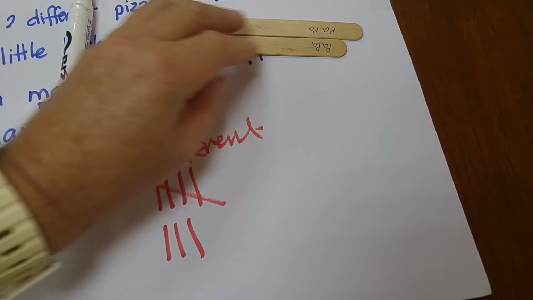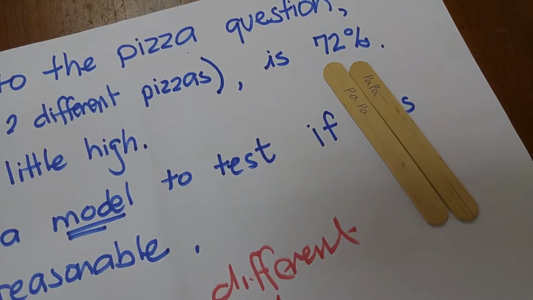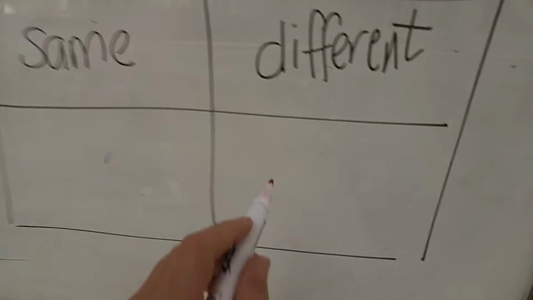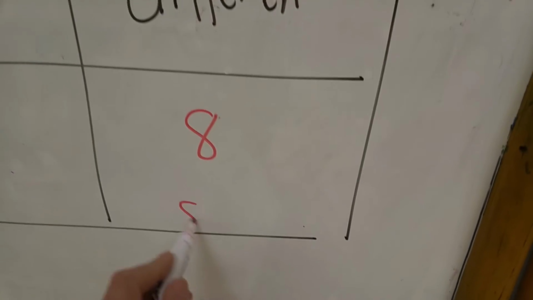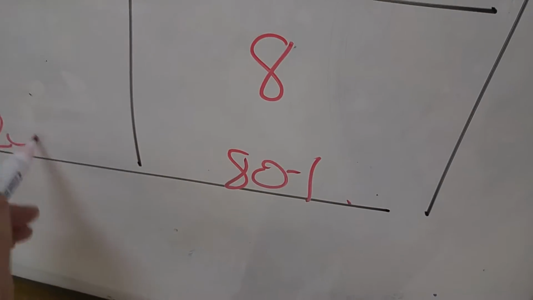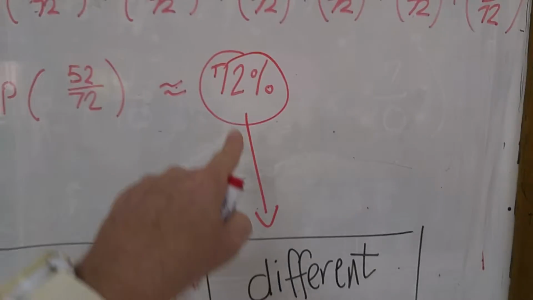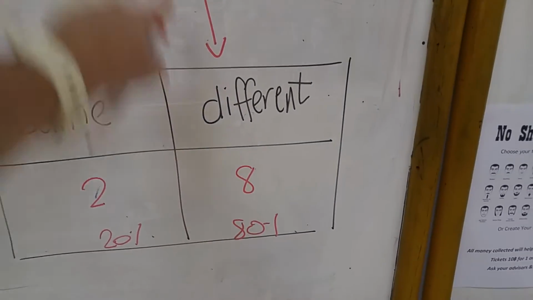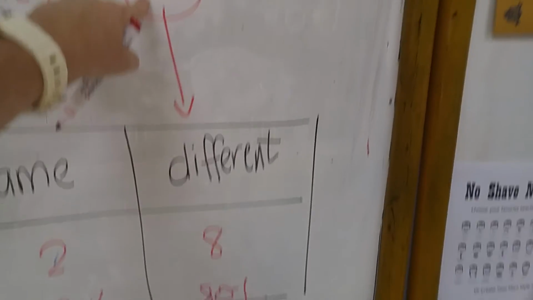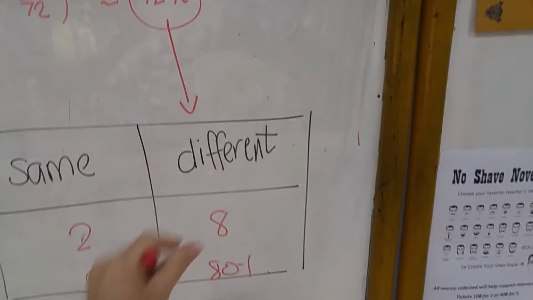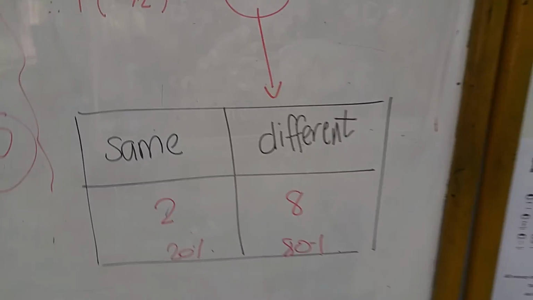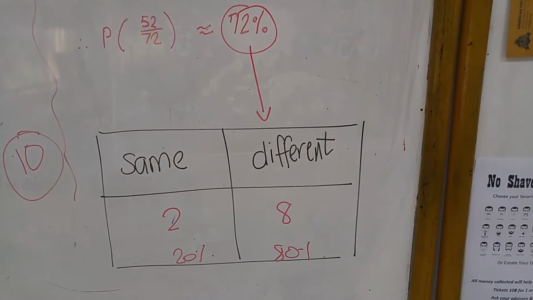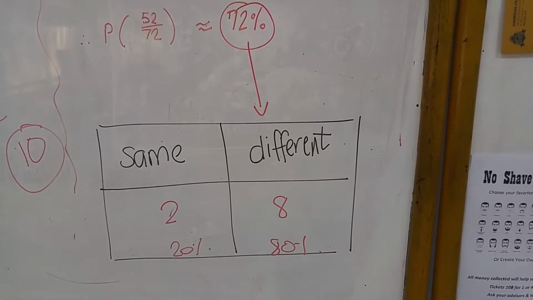And the last two, pepperoni and pepperoni. And we have 2 there. So our final total is we've got 8 different, 2 the same. And that represents about 80% and 20%. And if we look up to here, it's very similar to what the theoretical probability told us we'd be getting. So basically we can draw a conclusion that it is a reasonable answer. We've proved it to be a reasonable answer.